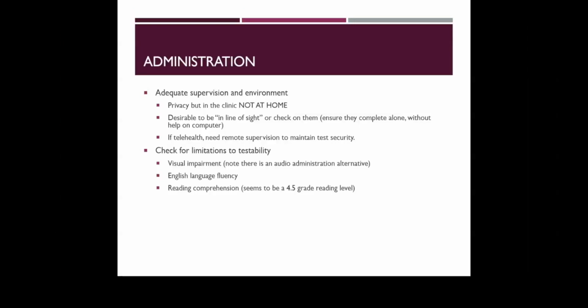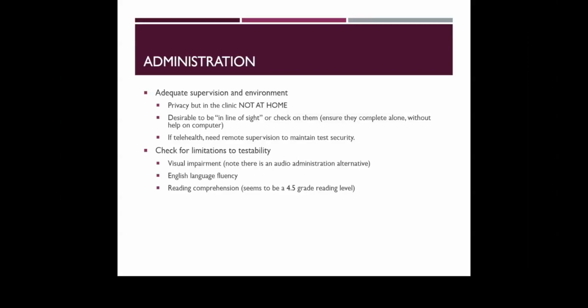It's always important to check for limitations to testability with regard to the person's ability to see the test, to read it and have appropriate reading comprehension. So the manual encourages you to check for visual impairment. There is an audio administration alternative. It's important to note that the manual makes it clear that you do want people to have privacy when they're taking it, however. So if somebody is visually impaired or has reading comprehension difficulties, you shouldn't read the items and then ask them to give you the responses.